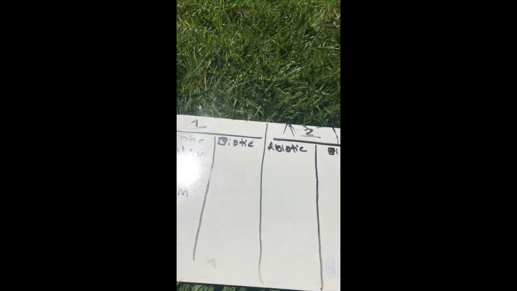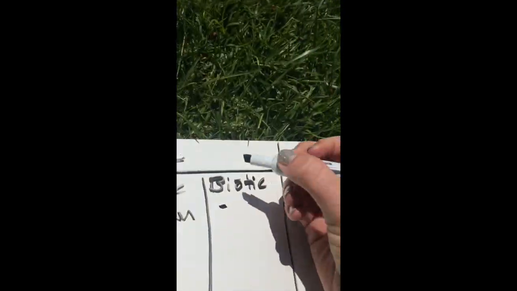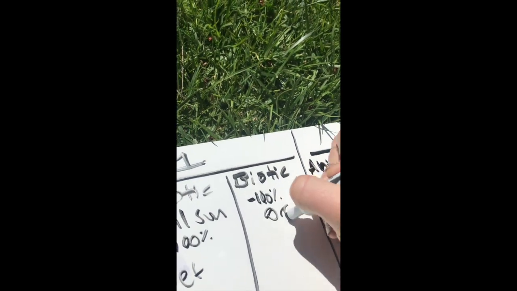Now, for biotic, this is where you have to look at your circle and you want to find all living things. So in here, the first one I see is lots of grass. I could just write either the number or a percentage. So I'm going to say it's 100% grass. There is just grass everywhere.